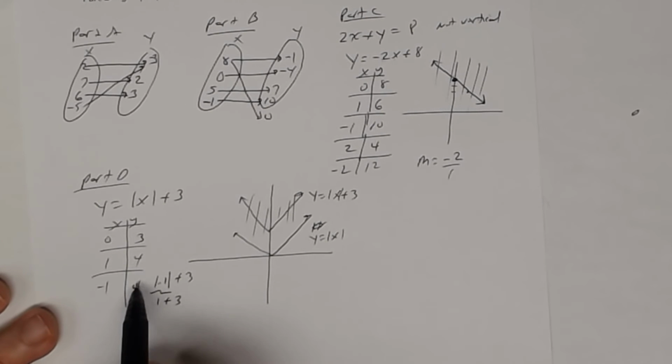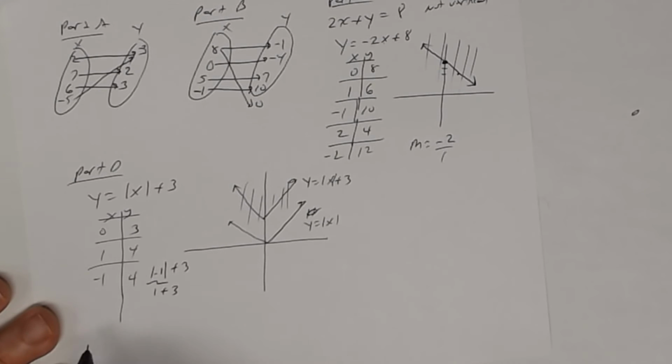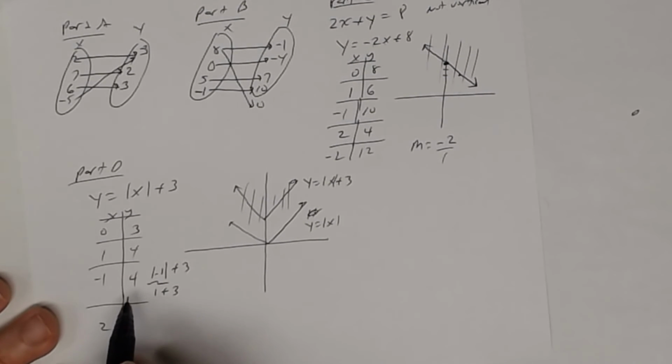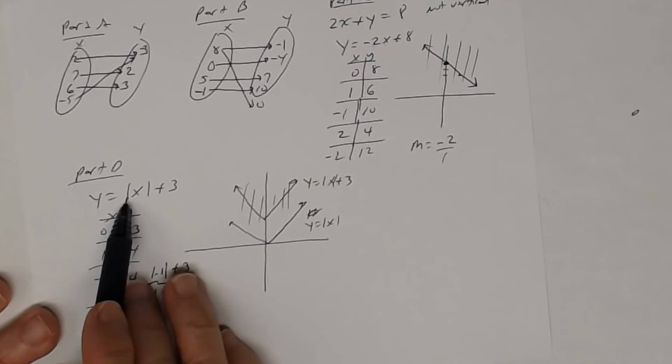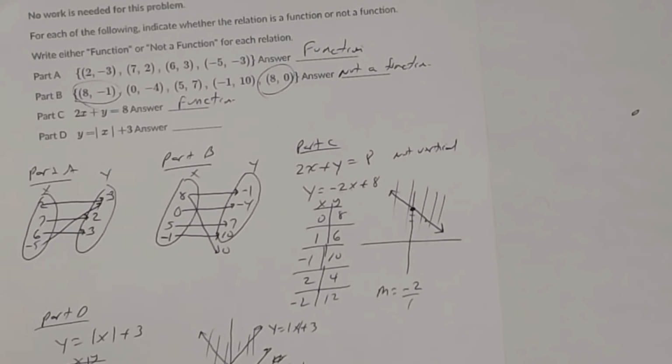So remember, it doesn't matter that you have the same y value for two different x values. It does not matter. Remember, the definition of function says for each x, there's only one y. And you can continue on, and you'll notice that this is a function. For each of these x values, you will have exactly one y value. So the absolute value of 2 is 2, 2 plus 3 is 5. Okay, so that one's a function.